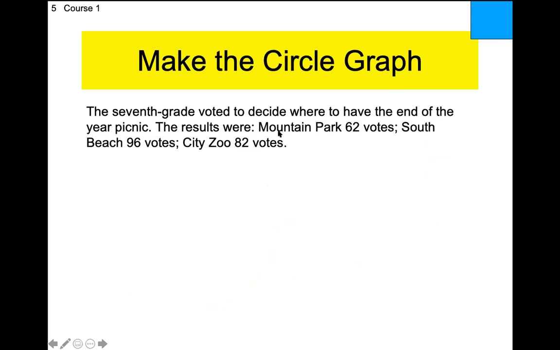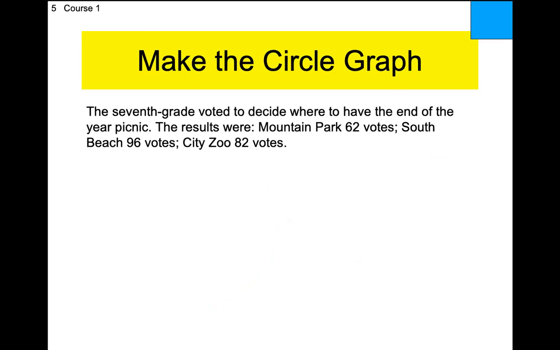Okay, so let's make this one. Here's what I want to read. It says the 7th grade voted and decided where to have the end of the year picnic. The results were the mountain park, 62 votes, the beach, 96 votes, and the city zoo, 82. We're basically making that graph that we saw before. Well, what do you do?